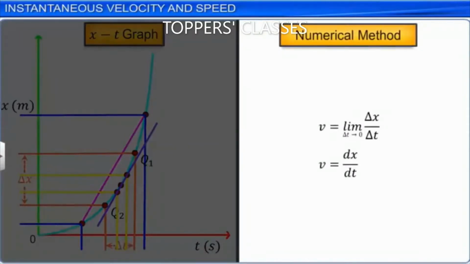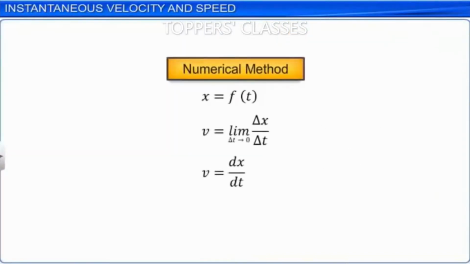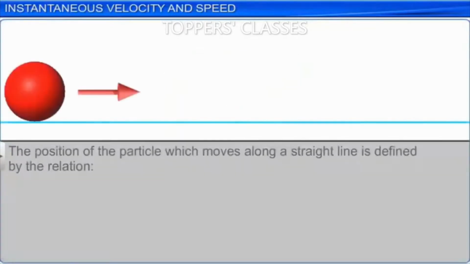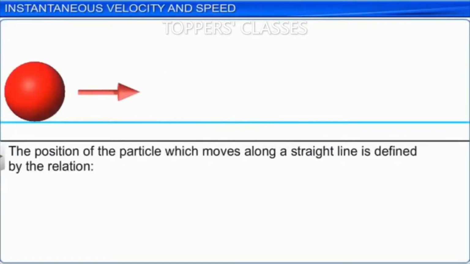Let's solve a problem using this numerical method. The position of a particle that moves along a straight line is defined by the relation x = t³ - 6t² - 15t + 40, where x is expressed in meters and t in seconds.